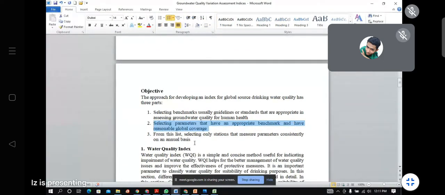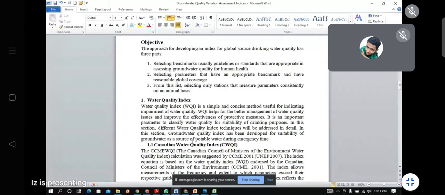Now from this list, select only stations that measure the parameter consistently on an annual basis. This is to reduce the redundancy so that you will take a continuous data set.